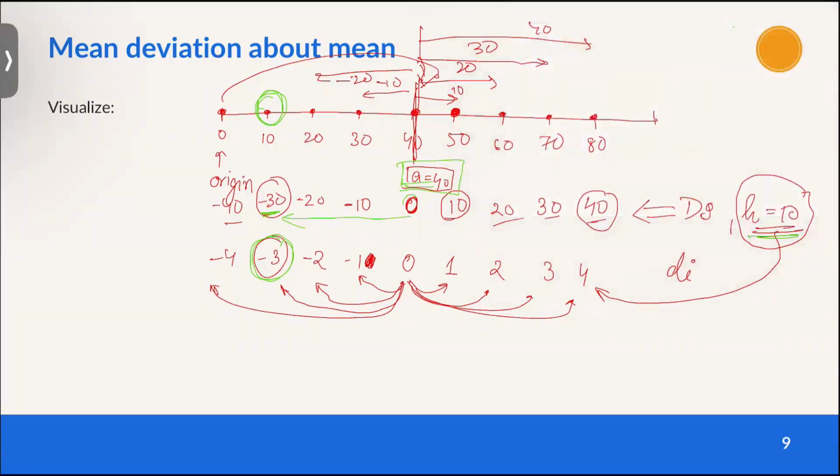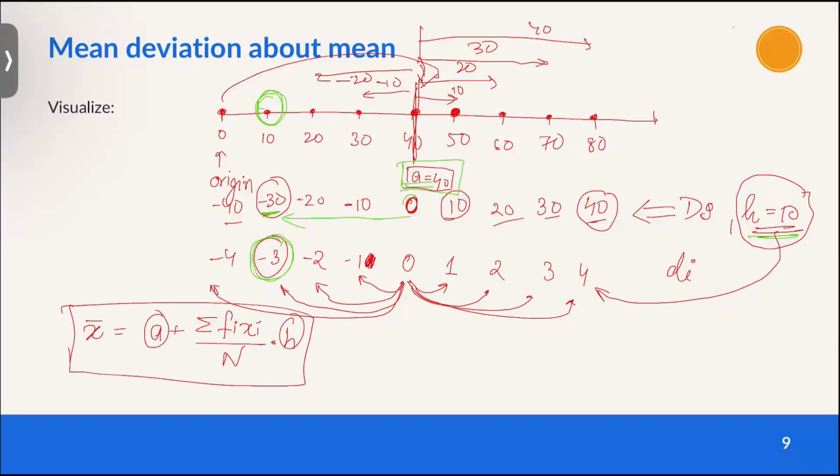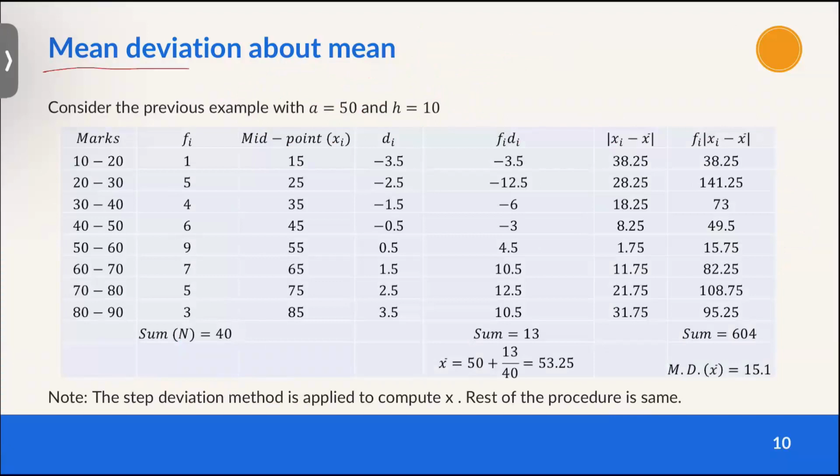And from this, we are calculating the mean, which is x bar equals A plus summation of fi times di by n into h. You know A, you know h, and you know di because you have the value di for each value. Now let's see an example of how we are doing it.